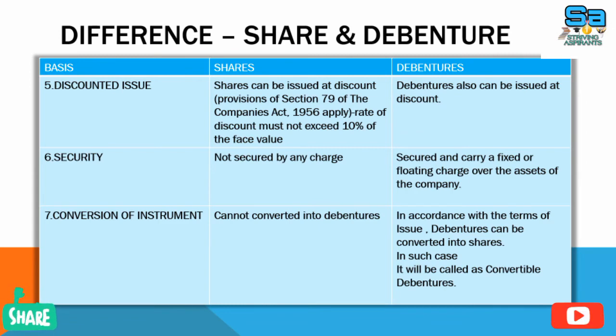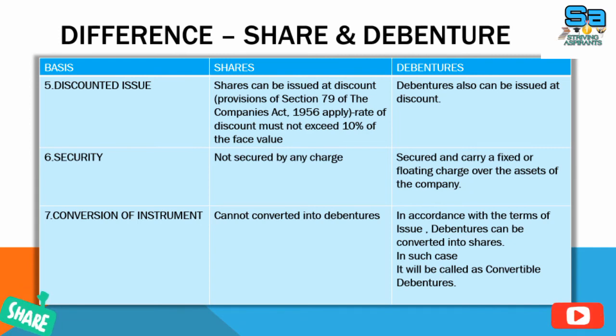Next point is on the basis of security. There will not be any sort of security or any sort of charge made while issuing shares in accordance with the assets of the company. But in the case of debentures, it will be secured and carry a fixed or floating charge over the assets of the company. So debenture holders will be keeping security as the assets of the company.